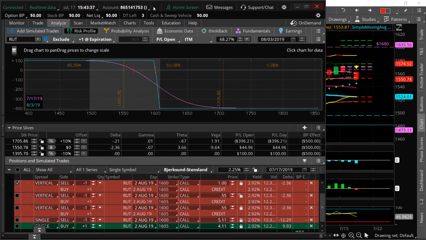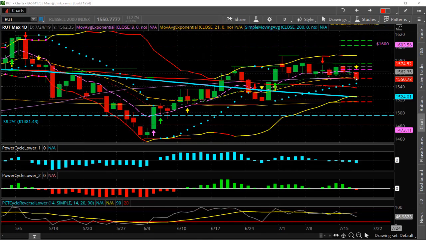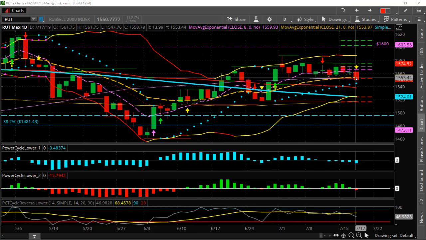Now, if we start having a bigger move down, we're going to look here. If we start breaking this 21, then we could start looking at maybe some IWM Russell put debit spreads.